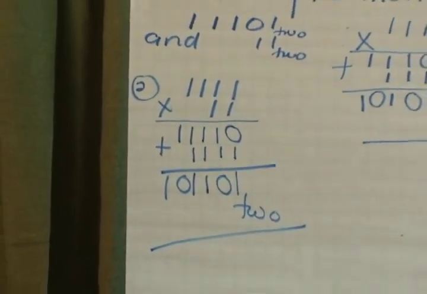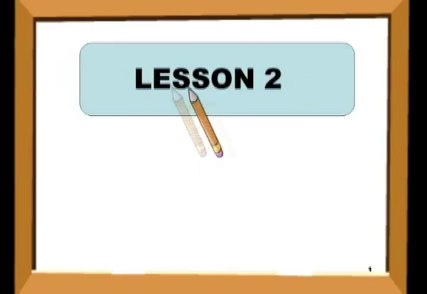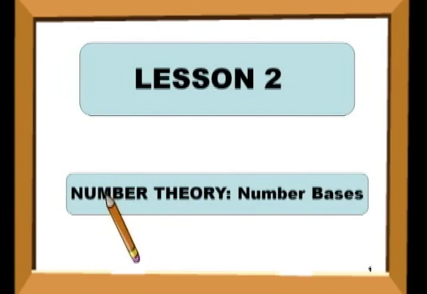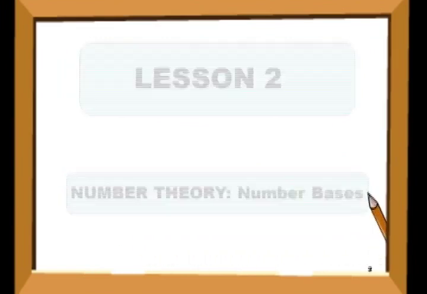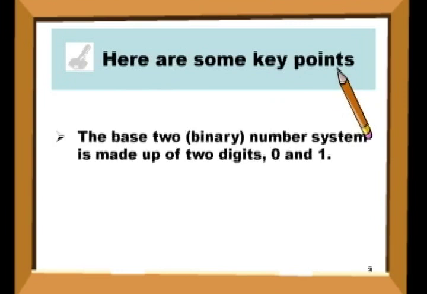Now let us recap. Pay keen attention. Lesson 2. In Lesson 2, we're looking at number theory, number bases. In this lesson, we will state the place value of a digit in a numeral and multiply in the base 2 number system. Here are some key points. The base 2 or binary number system is made up of two digits, 0 and 1.